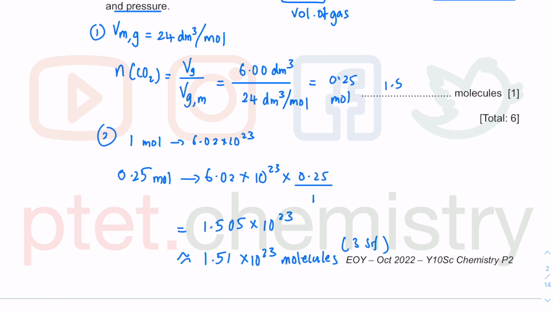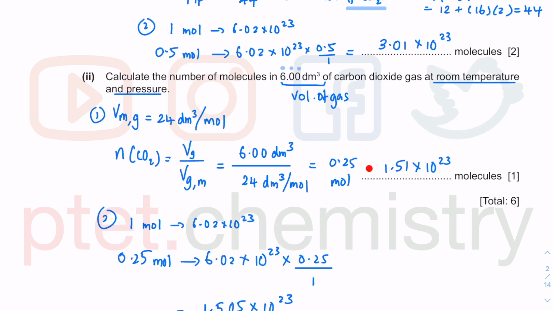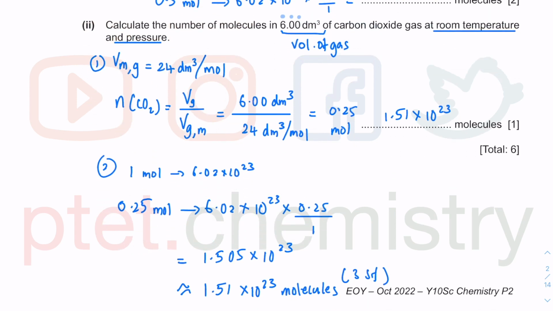Getting straight to the point, for only 1 mark, you should be able to do the calculation of the mole of the gas based on the volume and the molar volume of the gas from the periodic table. Multiply by the Avogadro constant to get the number of molecules. That's it really overall for this 6 marks question.